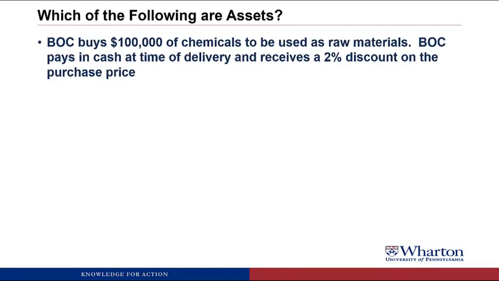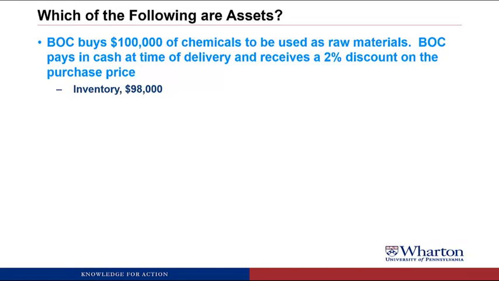BOC buys $100,000 of chemicals to be used as raw materials. BOC pays in cash at the time of delivery and receives a 2% discount on the purchase price. This is an asset, and we'll call this asset inventory. Inventory is a term that we're going to use for any product or raw materials that we buy that we're going to turn into a finished product that we're going to sell at a markup.